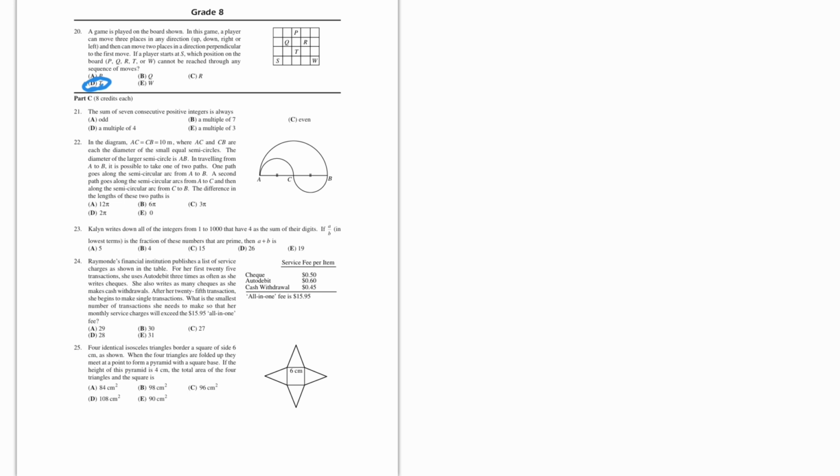Number 21, the sum of 7 consecutive positive integers is always. So 7 consecutive numbers, 1, 2, 3, 4, 5, 6, 7. We let the median be x. That's the middle number. So the next numbers are x plus 1, x plus 2, x plus 3. The left numbers are x minus 1, x minus 2, x minus 3.